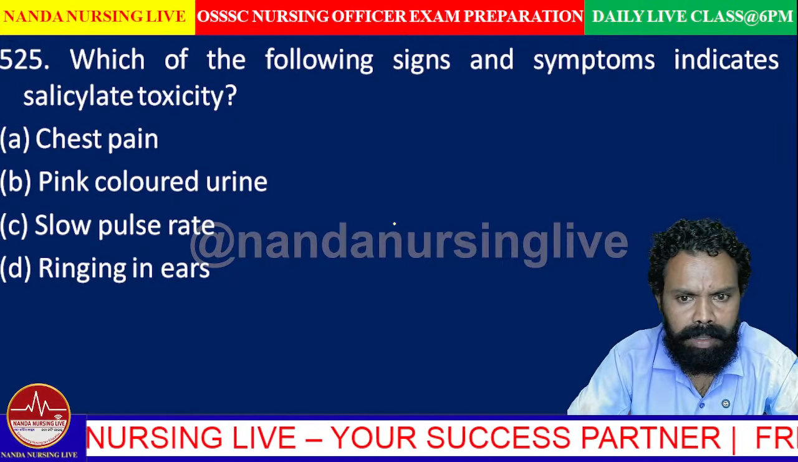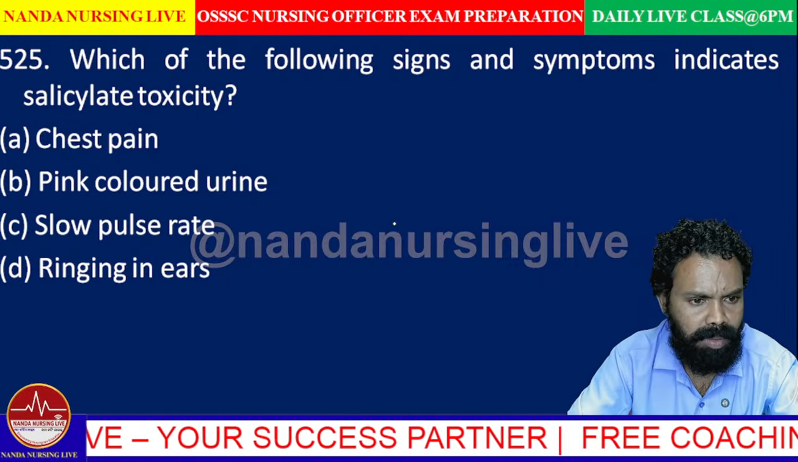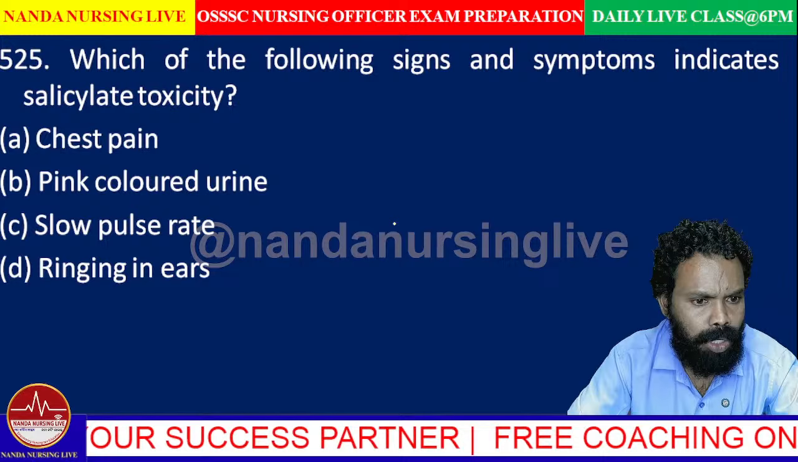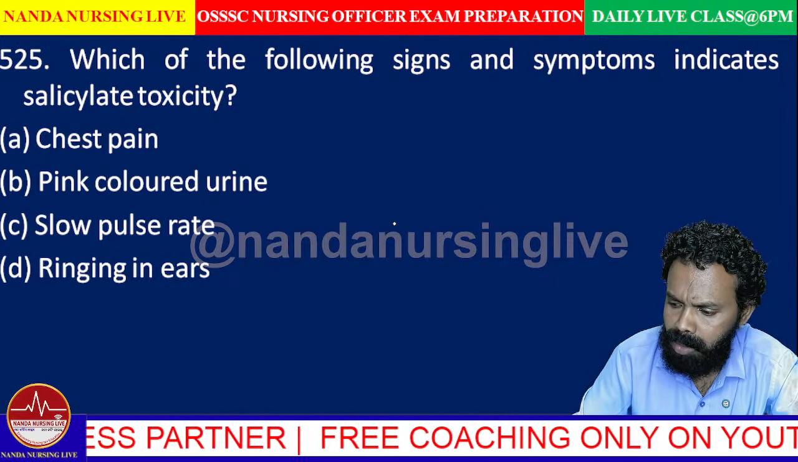Next question, question number 525. Which of the following signs and symptoms indicate salicylate toxicity? Option A, chest pain. Option B, pink color urine. Option C, slow pulse rate. Option D, ringing in ear. So which option is the correct answer?